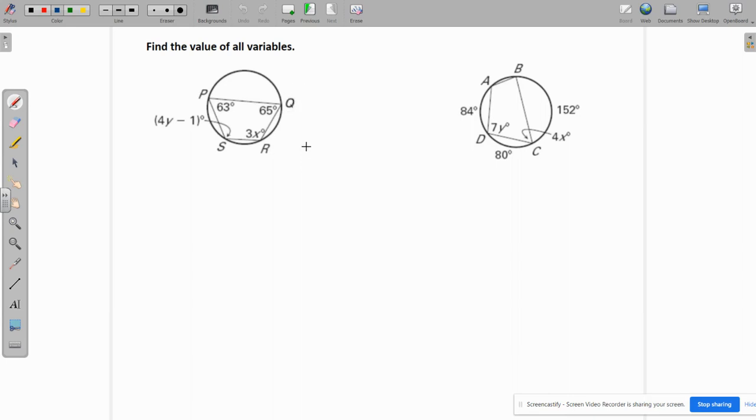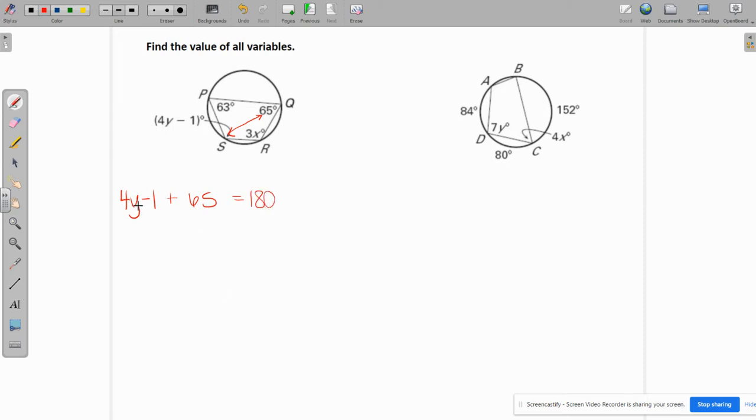So we have two examples here, and it asks for us to find the value of all variables. So what I notice here is I have an inscribed quadrilateral, right? All angles are inscribed in the circle. So that means that opposite angles, so angle S and angle Q, are supplementary, which means that 4y minus 1, the angle measure of S, and 65 degrees, if I add those together, it should equal 180 degrees.